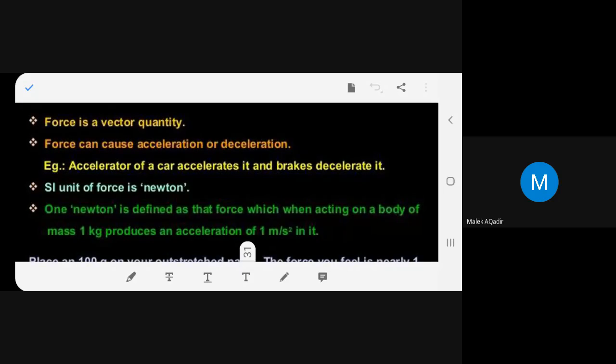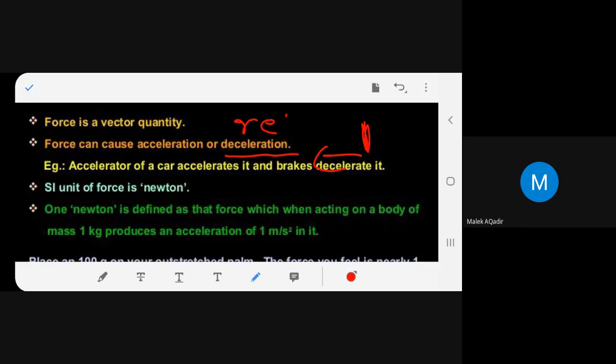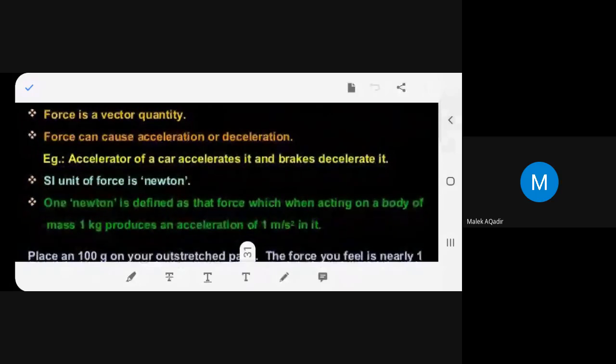Force is a vector quantity. Force can cause acceleration or deceleration. Acceleration means going forward. And where is deceleration? When you apply brake, the body goes back. Agree? Yes. That is called deceleration. The other word is retardation. What is the other word, beta? Retardation. Okay. You got my point now? Okay, fine.